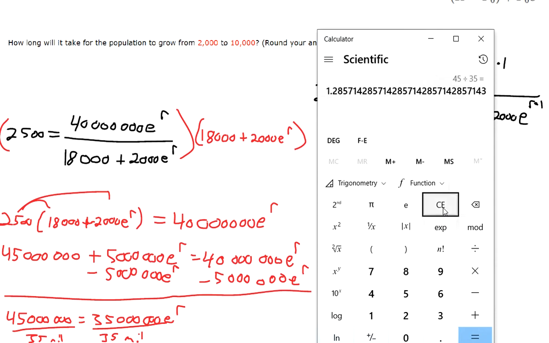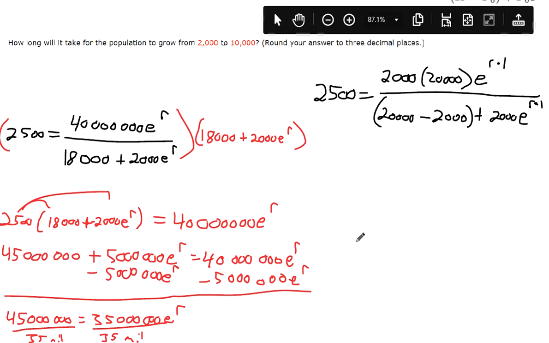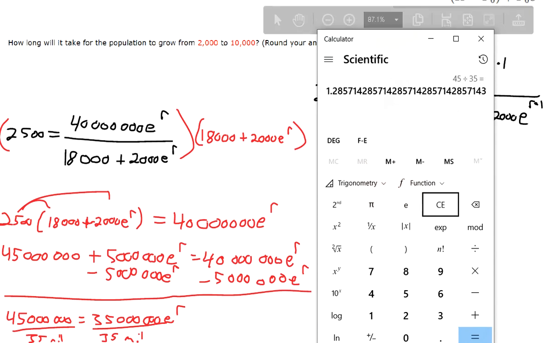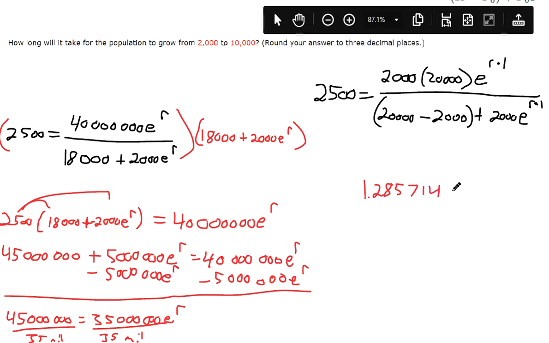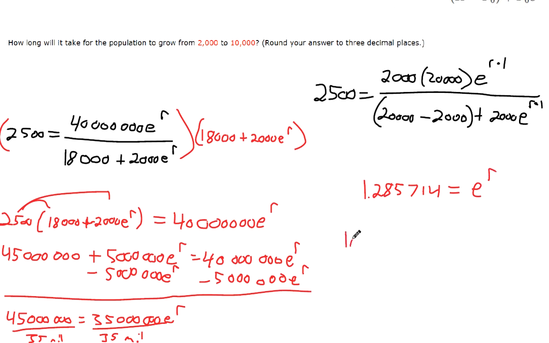45 divided by 35 gives us 1.2857. Let's just carry out some decimals to make WebAssign happy. 1.2857114 equals e to the r. So the last step is to take a natural log of both sides. And that gets you r. I think I actually remember WebAssign keeping it as a fraction too.